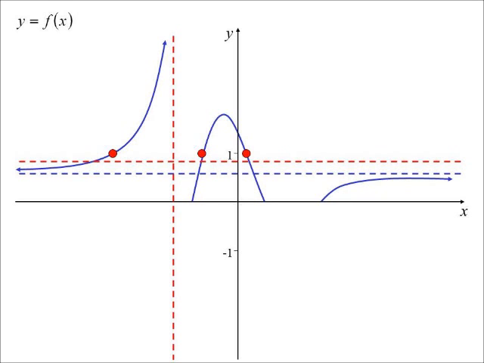This time I'm finding the square root for the horizontal asymptote, but it's smaller than 1, the square root of a number smaller than 1, so it's going to rise. So I've moved it up a bit. Vertical asymptote, that's going to stay the same.